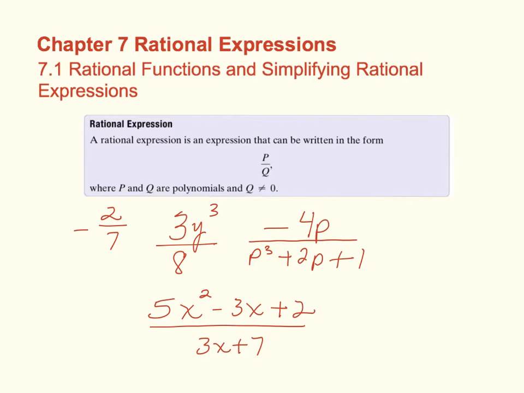So here on this screen are a few examples of rational expressions. Negative 2/7 is a rational expression. It's just a regular fraction. 3y cubed over 8 is a rational expression. Negative 4p over p cubed plus 2p plus 1 is a rational expression. And 5x squared minus 3x plus 2 over 3x plus 7 is a rational expression. All of these are rational expressions, just examples of them.